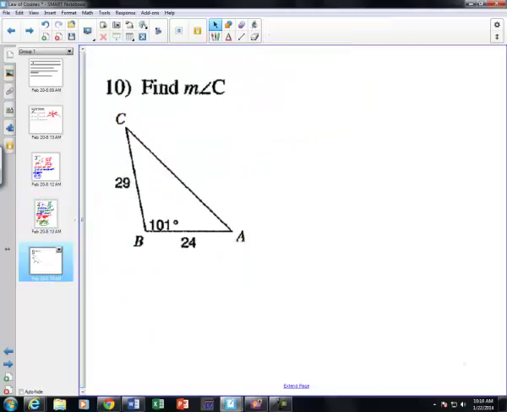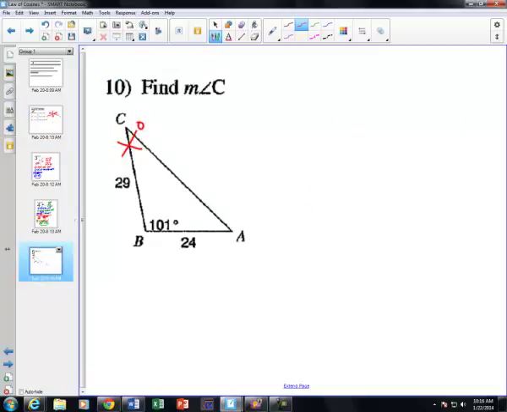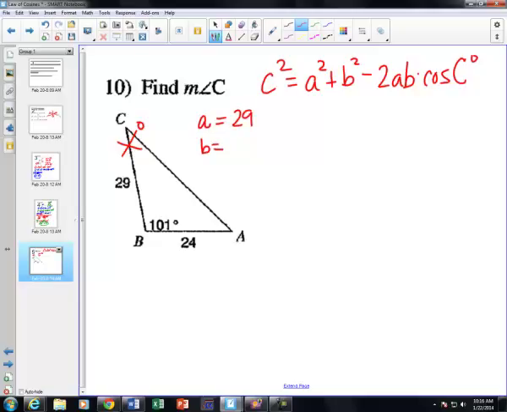So let's try another one of those where we have to find the measure of an angle. And so find the measure of angle C. Put an x here. And so with my law of cosines, I would be using the one right here that has the C next to it. And so let's write that. C squared equals A squared plus B squared minus 2AB times the cosine of angle C. So let's go ahead. a is going to be 29. b, I don't know, side b. Uh-oh. c, 24, and we're looking for the measure of angle C.